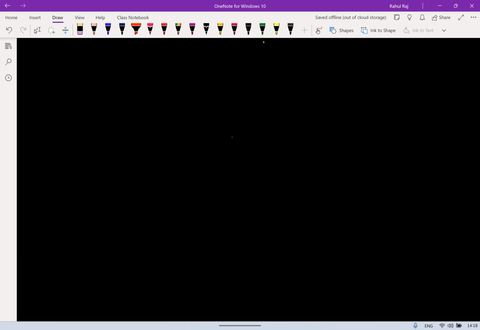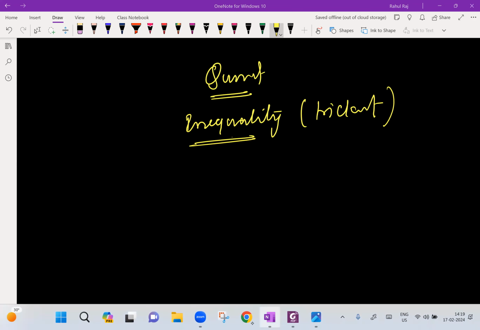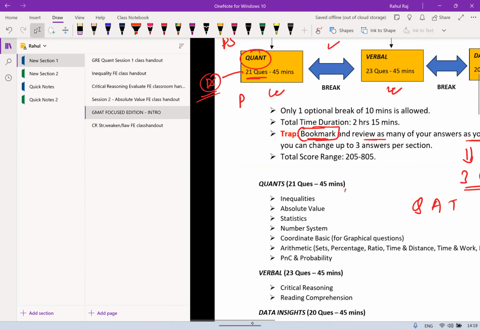So in quant, the chapters that we will be discussing, as I've said, we are starting the first chapter with inequalities. This is one of the trickiest chapters of quant, to be very frank. But if you are good in this chapter, I can 100% ensure that you will be good with absolute value for sure. And if you're good with inequalities and absolute value, I can 100% ensure that you will be good with number system. And if you are good in these 3 chapters, 60% of math is done.